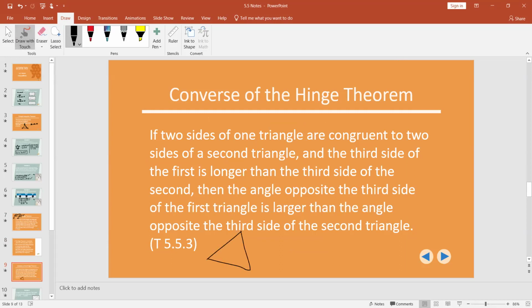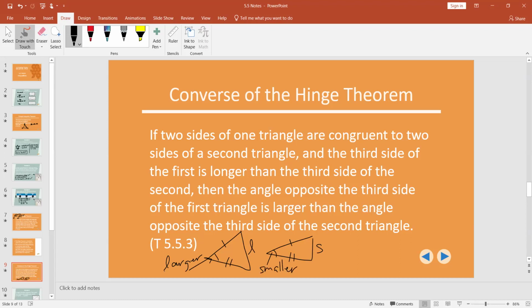So again, for this one, this is saying, if you have two triangles and two of the sides of one triangle are congruent to two of the sides of the other, and this third one is longer in the first triangle and shorter in the second, then that means that the interior angle is also a larger measurement than the one with the shorter opposite side.